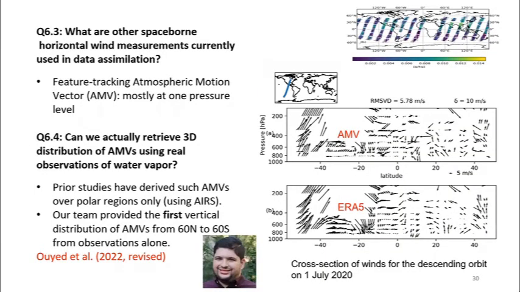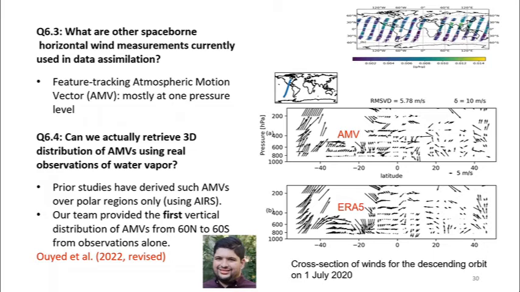And then, of course, people say, besides the Aeolus wind, do we have any other measurements of wind? Yes. There are widely available feature tracking atmospheric motion vectors, or AMVs, mostly at one pressure level. For example, cloud top feature tracking wind is widely available, but only one level. So the question is, can we actually retrieve 3D distribution of wind using observations of water vapor? Not one level, but real 3D for the whole troposphere.